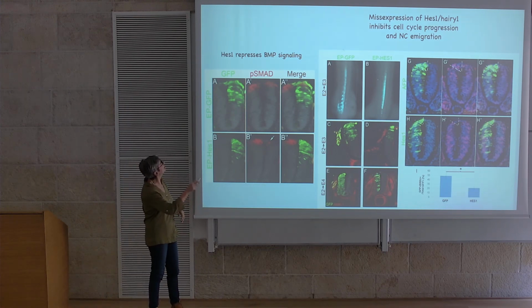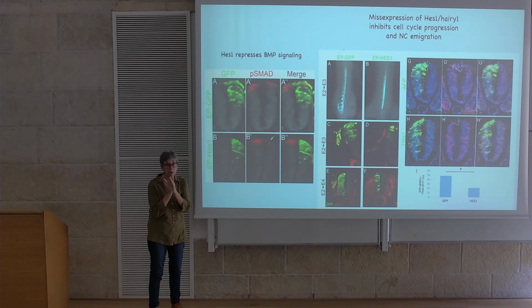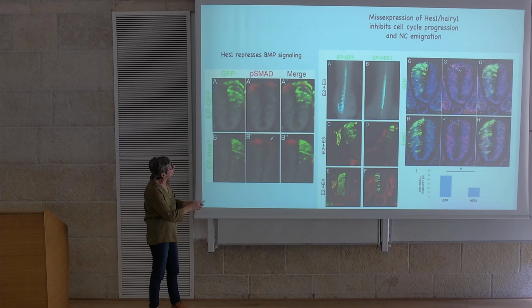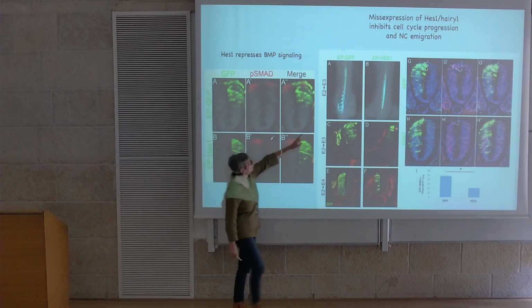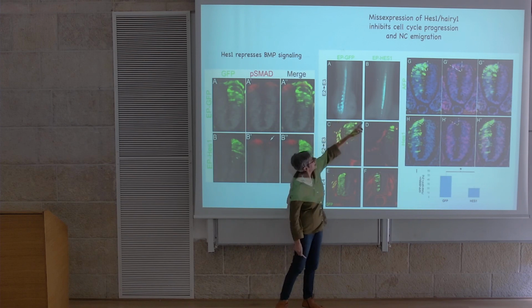This is true if at the stage of crest cells we misexpress, we overexpress either BAMBI or gremlin or HES, each of which are expressed normally only in the roof plate. If we do an early misexpression, we see this is the control, this is phospho-Smad, and you see that phospho-Smad is reduced in the hemitube that has been electroporated. Moreover, crest migration has stopped.